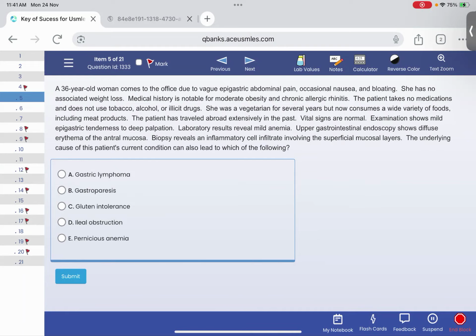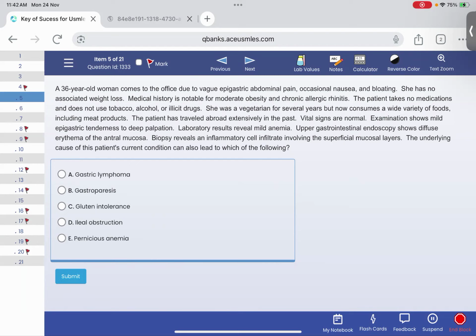Abdominal pain. So this patient has gastritis, right? There is diffuse erythema of the antral mucosa. Biopsy reveals an inflammatory cell infiltrate involving the superficial mucosal layers. So I thought she has an ulcer, but no, she has gastritis, right?